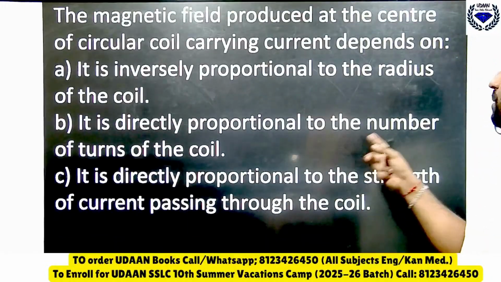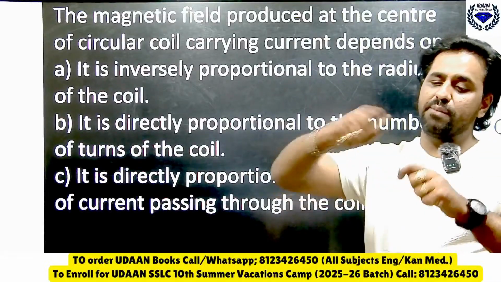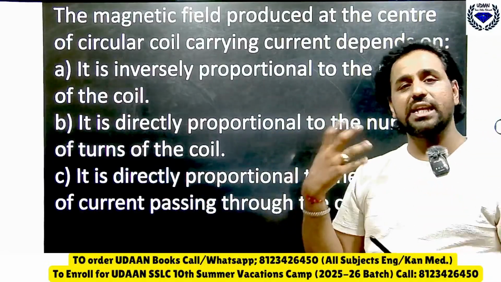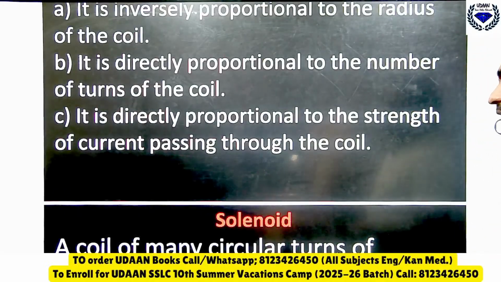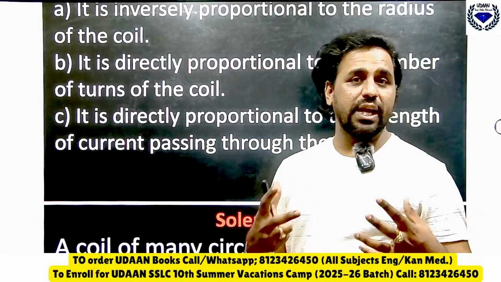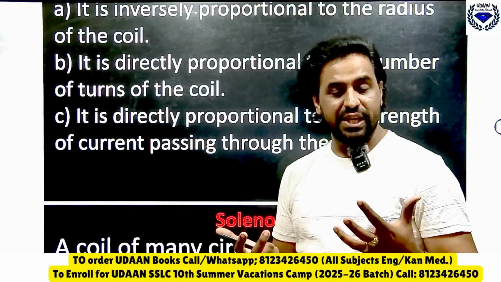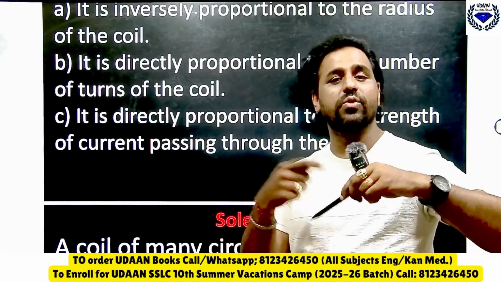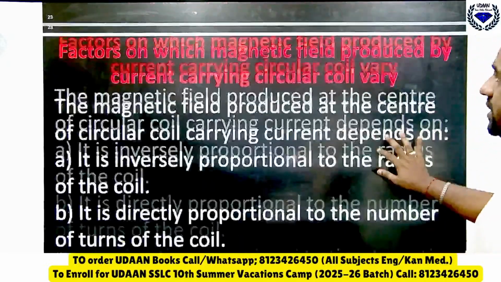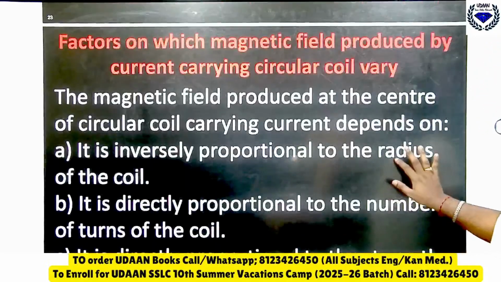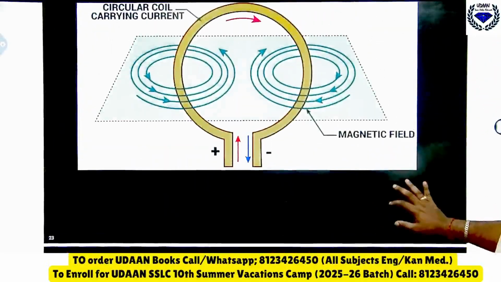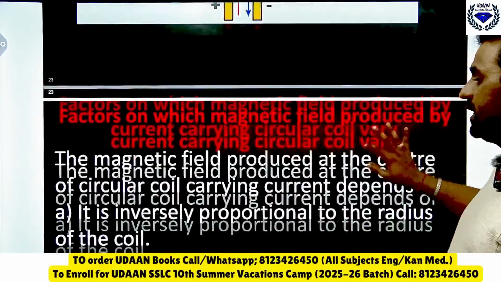It is directly proportional to the number of turns of the coil. If the number of turns of the coil increases, the magnetic field will increase, and it is directly proportional to the strength of current passing through the coil. The more the current, the more the magnetic field. If more current is passing, more magnetic field will be produced in this case.